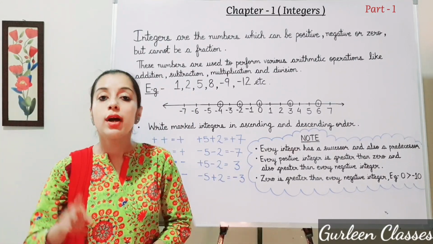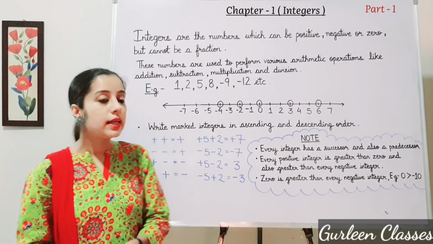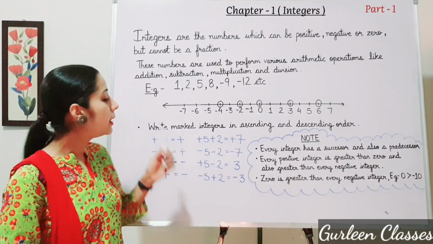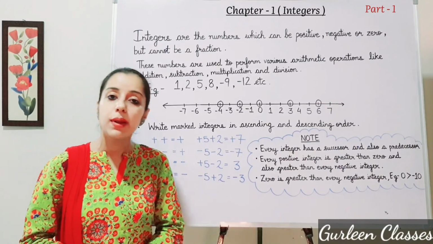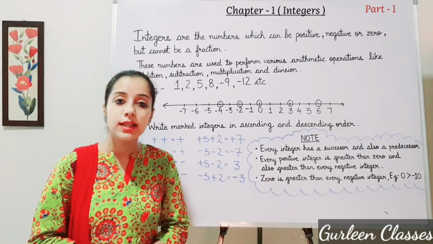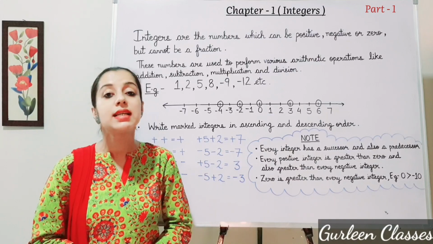Whenever you have two same sign, you will always add. Let us see here, plus plus is plus. We have same sign. Then minus minus is equal to plus. You will always add. Whenever you have different sign like plus minus and minus plus, you will always subtract.